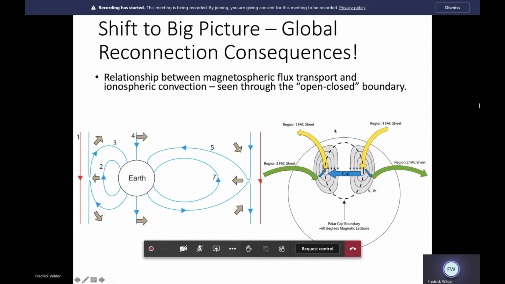So we have a field here, would be roughly here. It's closed. Then it reconnects, and the foot point of that field crosses this open-closed boundary, flows over the polar cap. You get reconnection in the tail. It crosses the open-closed boundary again because it recloses and circulates. So when you look at the auroral oval and the flows associated with the foot points of these fields, you can use the ionosphere as a window to see the global magnetosphere as well as the foot points of magnetic reconnection.